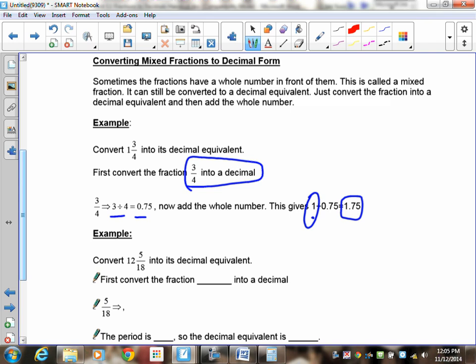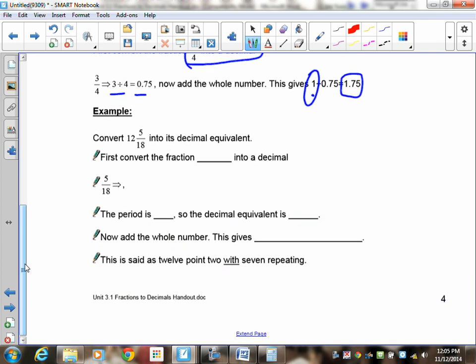So how does this look? Well, let's take a look at the question. I've got 12 and 5/18. First thing I have to do is to convert the fraction 5/18 into a decimal. To do that, I'm going to do like we normally did, 5 divided by 18. You're going to grab your calculator. You're going to go 5 divided by 18, and that is 0.2777. It goes on like that. All right? Now the period in this case, the part that repeats, is the 7. So the decimal equivalent, just the decimal, is going to be 0.27 with the bar over the 7.